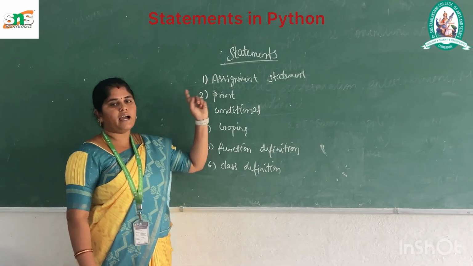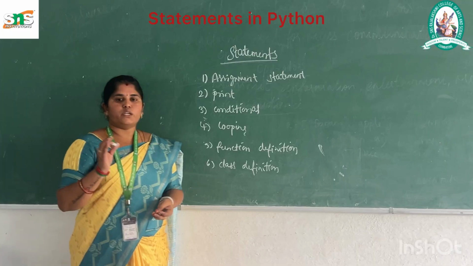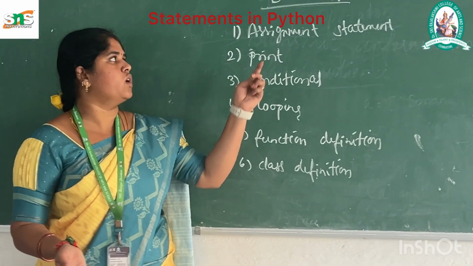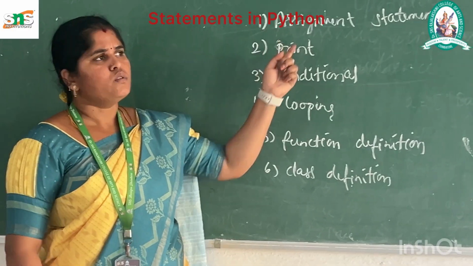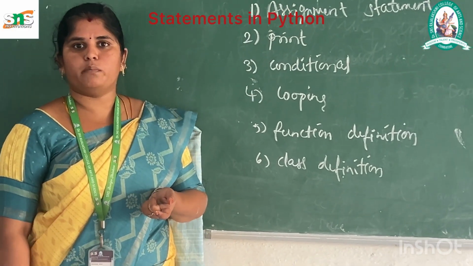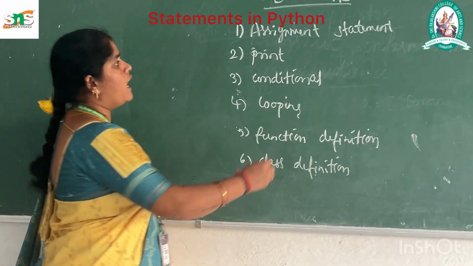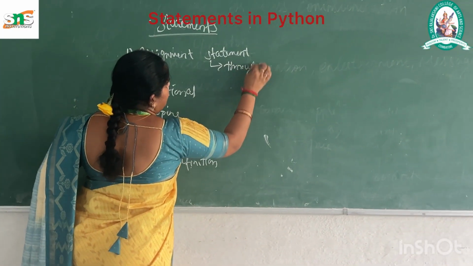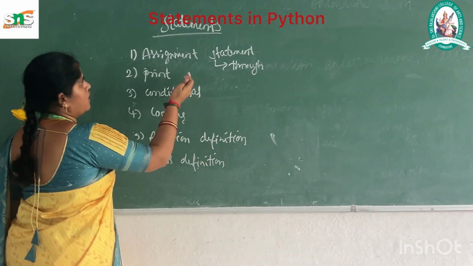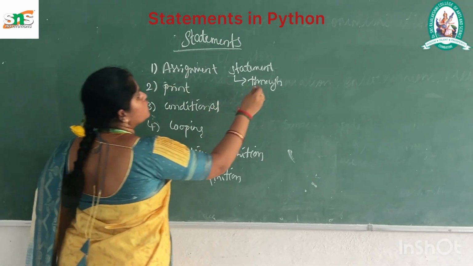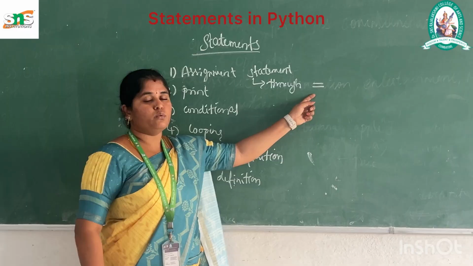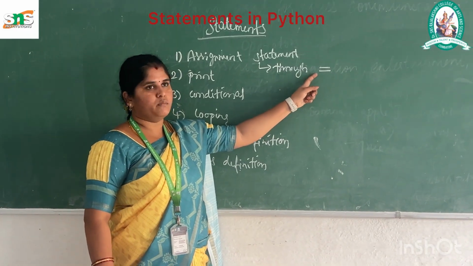What is meant by assignment statement is that it assigns some value to a particular variable. How do we assign some value to a particular variable? Only through the assignment operator. The equal sign is the assignment operator used to perform the operation.